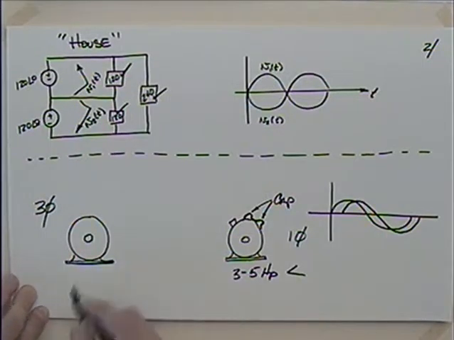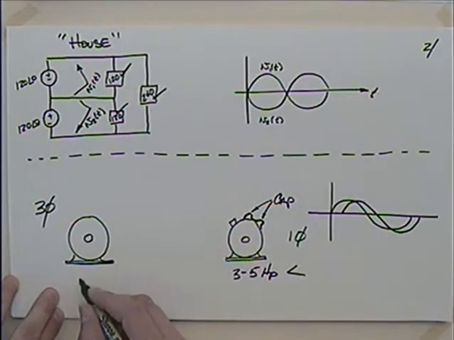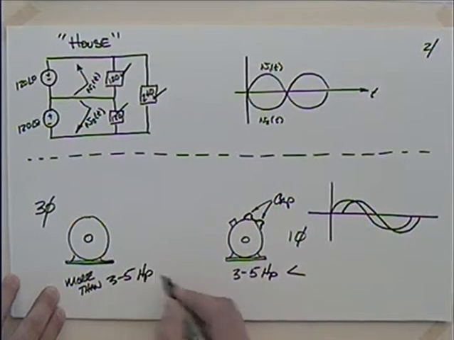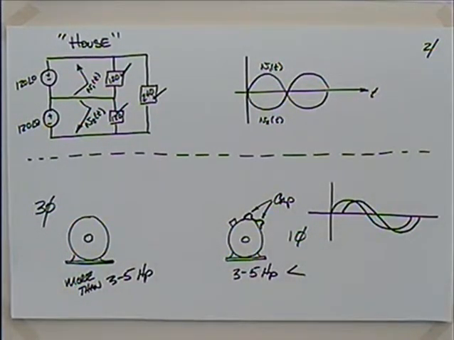Whereas our 3-phase, usually it's more than 3 to 5 horsepower. If someone's running a 100 horsepower motor, I almost guarantee you it's going to be 3-phase. When we start talking about large industrial motors, it's going to be 3-phase. So that gives you some practical ideas there.